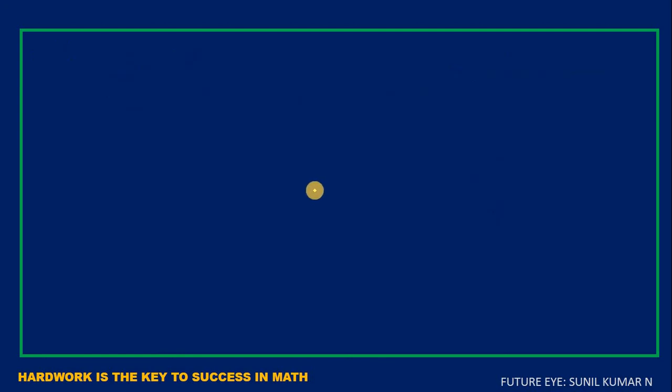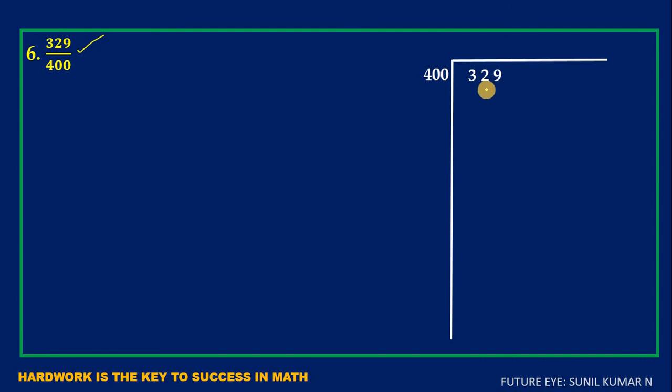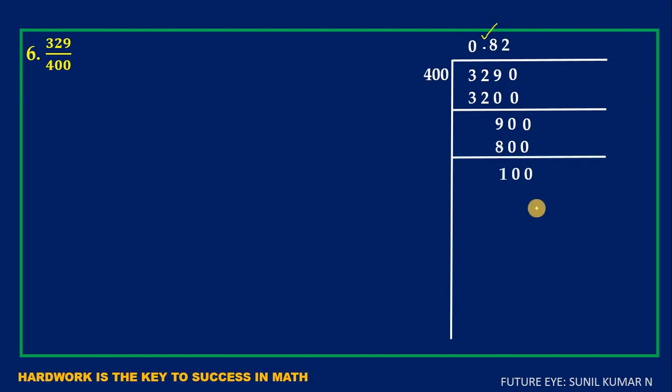Next, let us move on to the last problem of this video, children, that is 329 by 400. Let's go for the division process. 329 is smaller, hence take 0 point and consider the 0. Now 400 8s are 3200. Now subtract those, children, we get 90. Anyhow, we have taken the decimal point, consider 0. Now 400 2s are 800 and subtract, we get 100, and we have already taken the decimal point, hence you can consider 0, children.